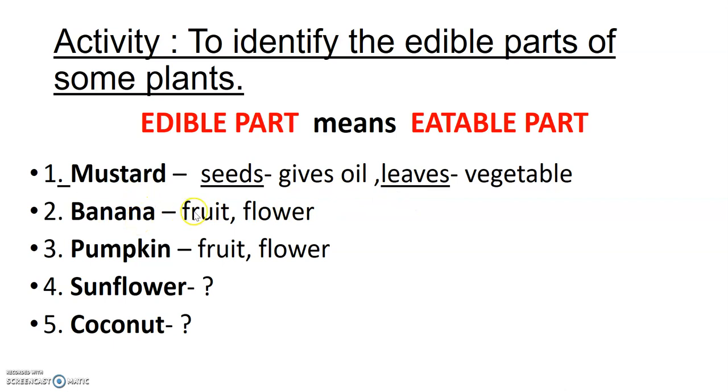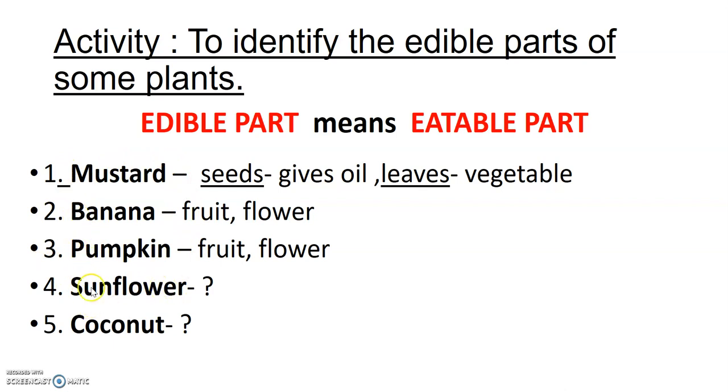Likewise, banana. Fruit is also edible, flower is also edible. If you remember in session 1, we had seen the flower of the banana and I told you that it's the edible part of the banana. Pumpkin likewise, fruit and flower both are edible. For sunflower and coconut, I want you to think and give me the answer in the next session. So, out of all these, you are clearly able to see that these three plants are the plants which have more than one part as edible.